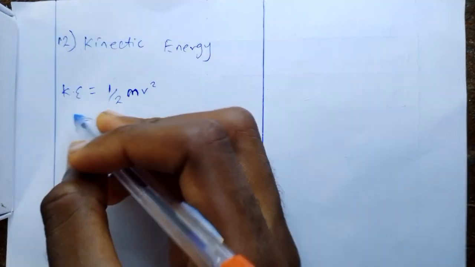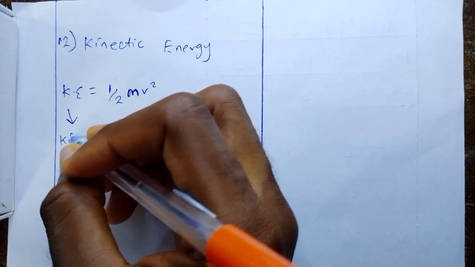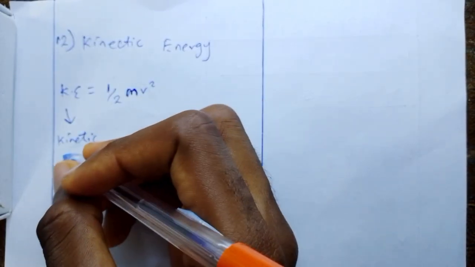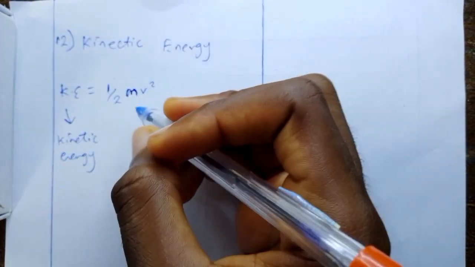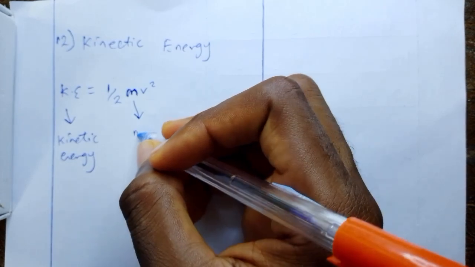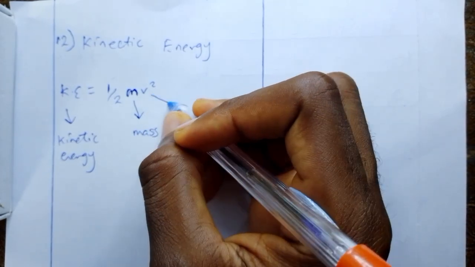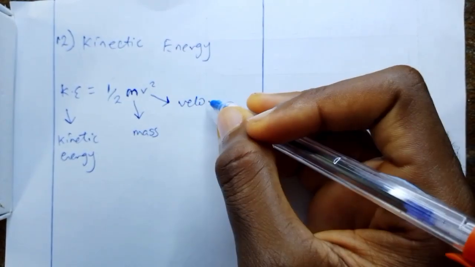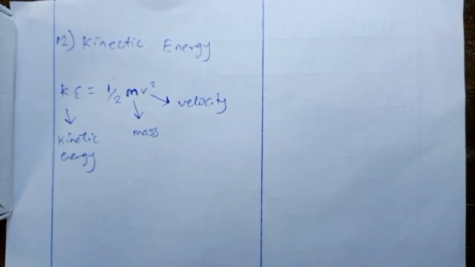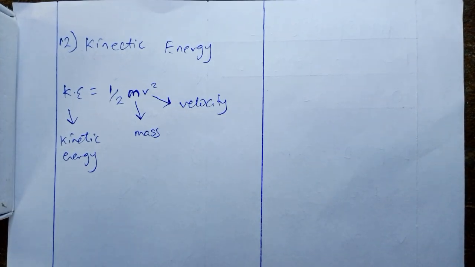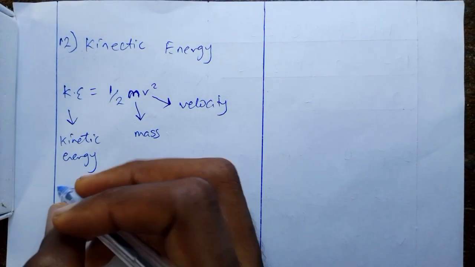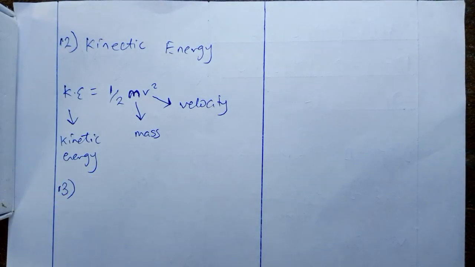So where our KE is our kinetic energy, our m is our mass, and our v square is our velocity square. This is the formula for kinetic energy. And kinetic energy is the energy possessed by a body in motion.